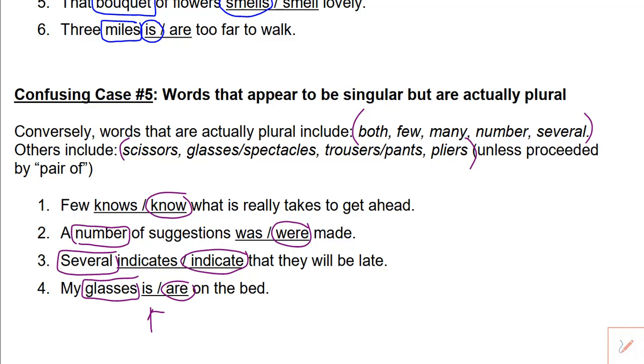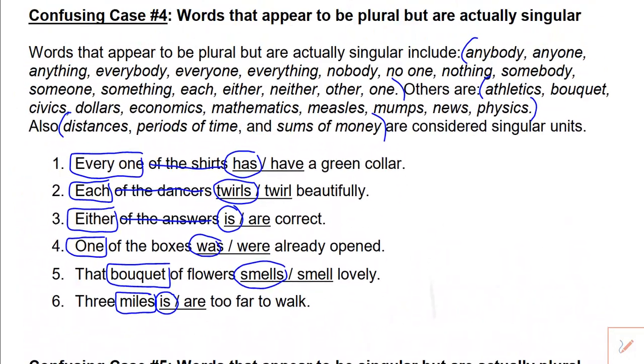I know that this is a little confusing, hence the name Confusing Case 1, 2, 3, and 4.